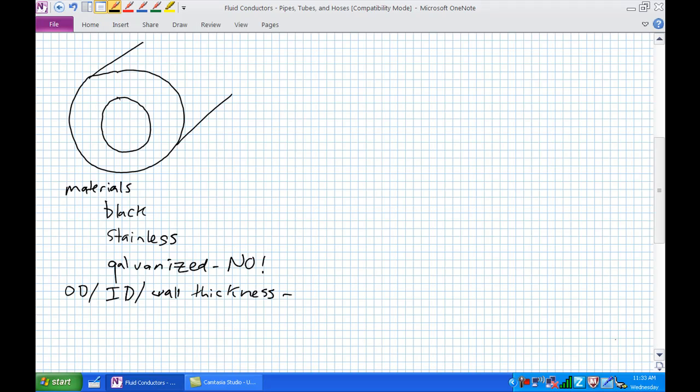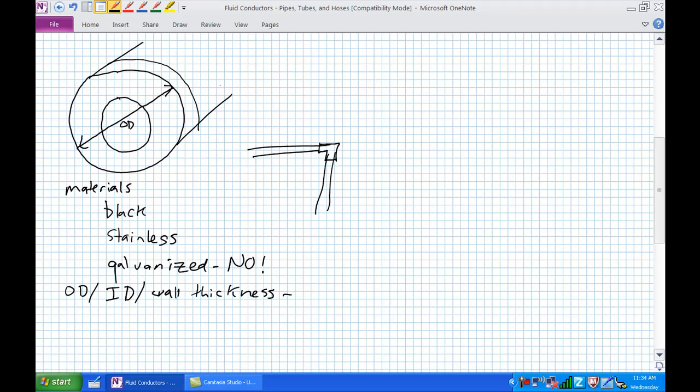So I've drawn a diagram of a typical pipe here, and a couple terms that we want to figure out here are OD, ID, and wall thickness. OD stands for outer diameter. OD is how you order a pipe. Because as we said before, anytime there's a bend in a pipe, let's say you want to go from here to here with a pipe, you've got to put a fitting there.